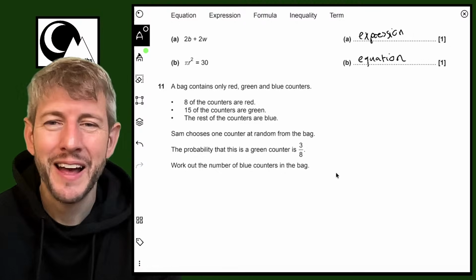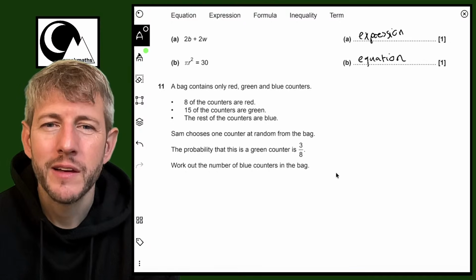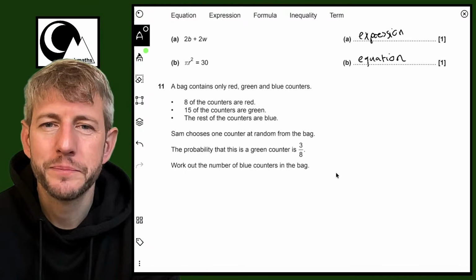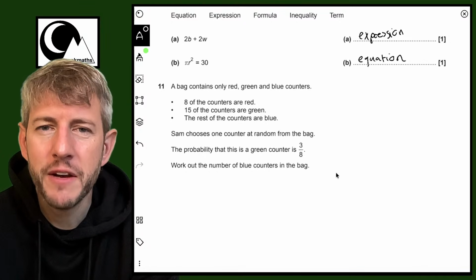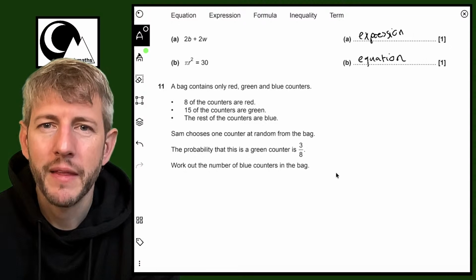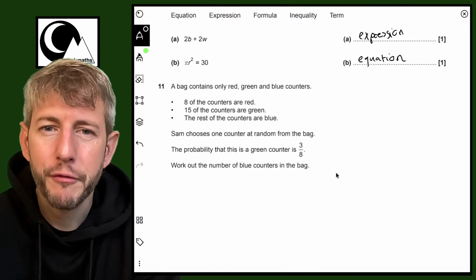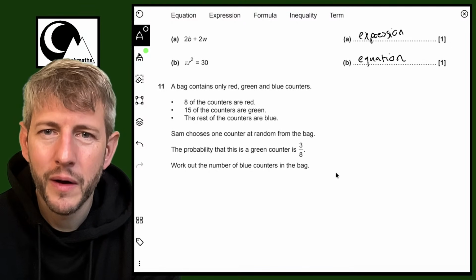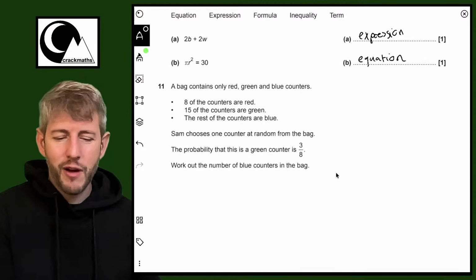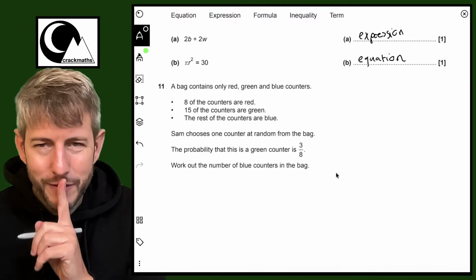Okay, right, so we have to have a little bit of a think about this one. 15 of the counters are green, 8 of them are red. The probability that the counter is green is 3/8. Okay, right, so this is really an equivalent fraction question.